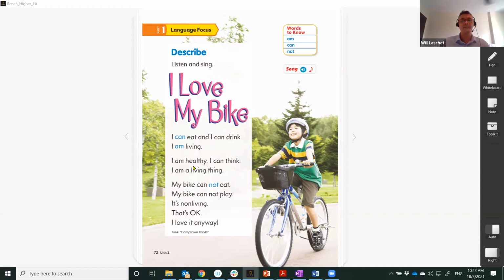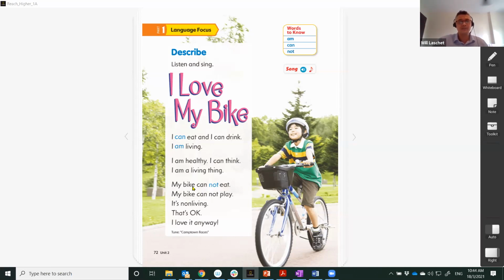Okay, we've got the first line. The second line, we've got I am healthy, I can think. So for healthy, I want to do this. And for think, we're going to do this. And for living, we're going to do the same one. So the second line: I am healthy, I can think. I am a living thing. I hope you're following along with me.